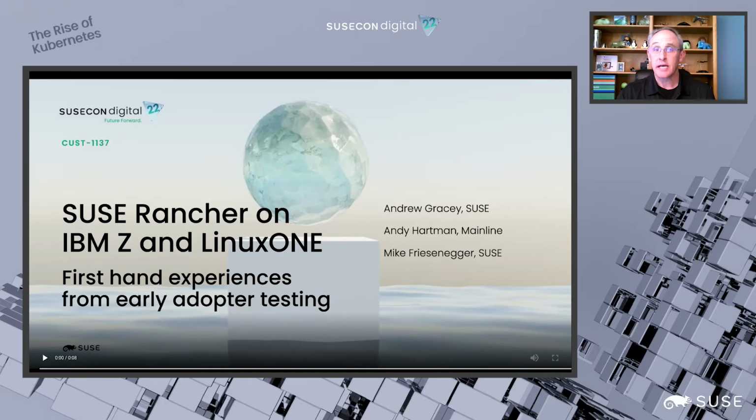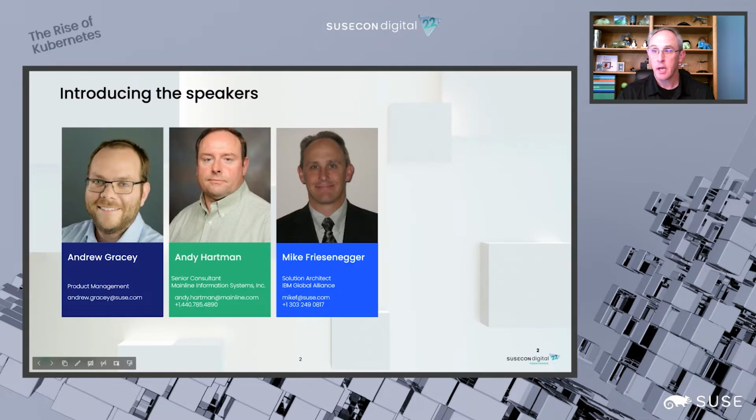Welcome to CUST 1137, titled SUSE Rancher on IBM Z and LinuxONE, First-Hand Experiences from Early Adopter Testing. My name is Mike Friesenegger. I am a solutions architect working on the SUSE and IBM Global Partnership. I'm joined by Andrew Gracey and Andy Hartman as co-presenters of this session.